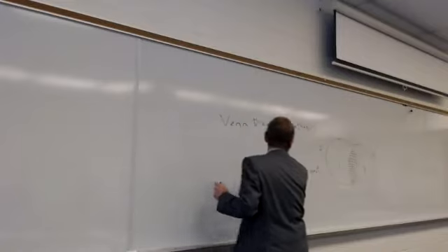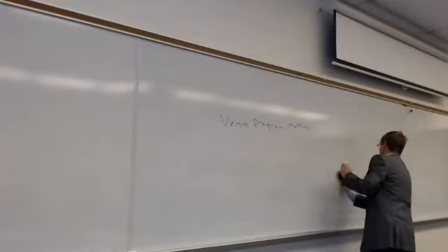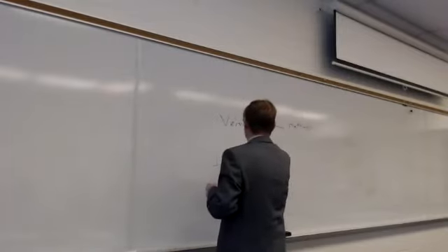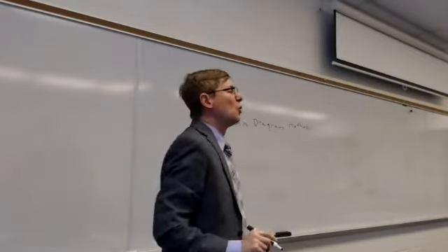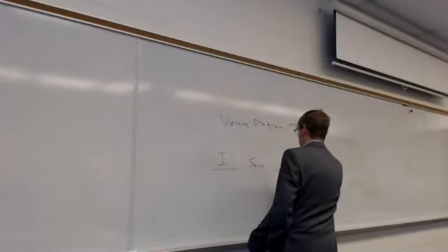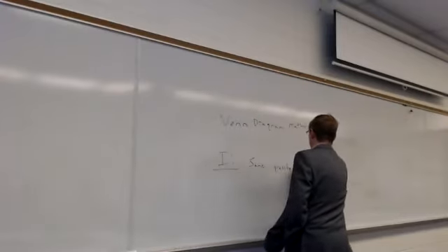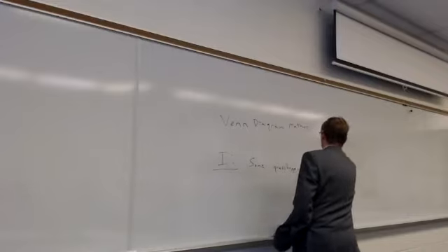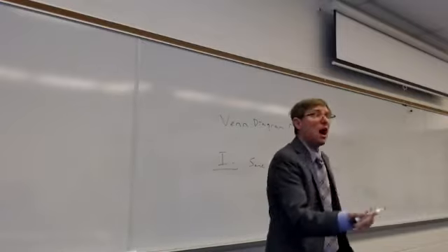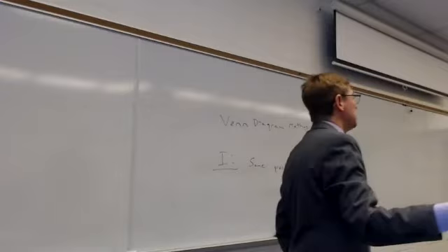Guess where we're going next? Next, we're going to look at an I statement. Remember, I statements are something like, some grasshoppers are green things. By the way, some are not. Some are brown and some other colors.